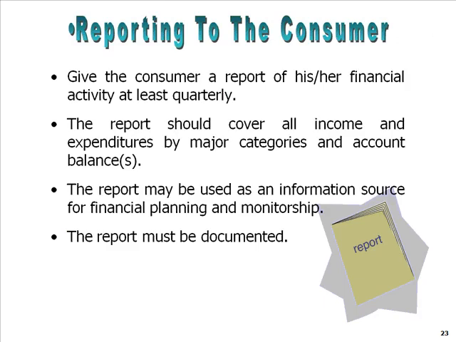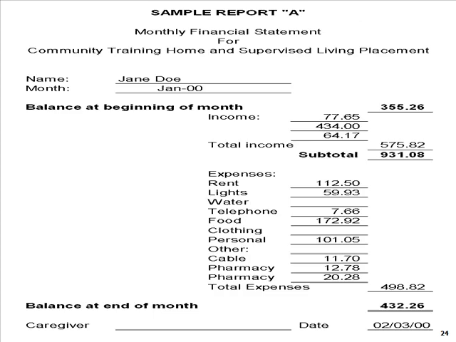Reporting to the consumer. Give the consumer a report of his or her financial activity at least quarterly. The report should cover all income and expenditures by major categories and account balances. This report may be used as an information source for financial planning and monitorship. This report must be documented. The next couple of slides are some examples of quarterly reports that may be used.